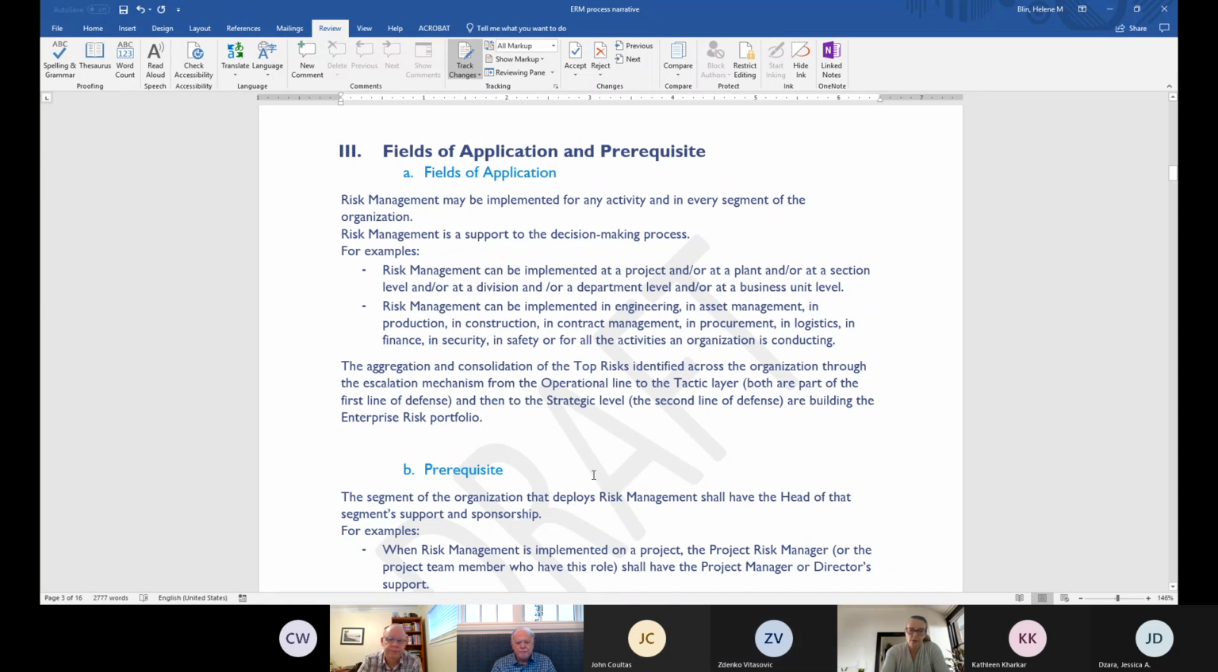And I further explained that the aggregation and the consolidation of the top risks identified across what we said above, and the escalation mechanism from the operational line to the tactic layer, and those are the first line of defense, and then to the strategic level, are building the enterprise risk portfolio. Meaning that you take all the top risks of all the levels from the bottom-up approach, and all the top risks consolidated, aggregated and assessed give you basically your enterprise risk portfolio.